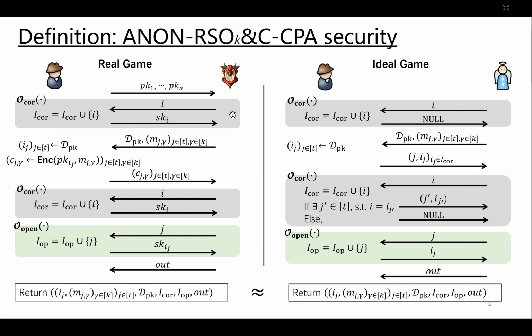So when the ciphertexts are generated, the public keys that are sampled could also include the public keys corresponding to the secret keys which the adversary already corrupted. Yes. Okay. Yeah, thank you. Oh, thank you.